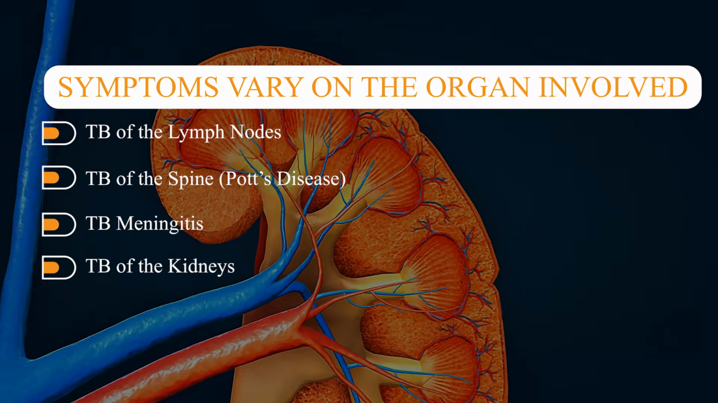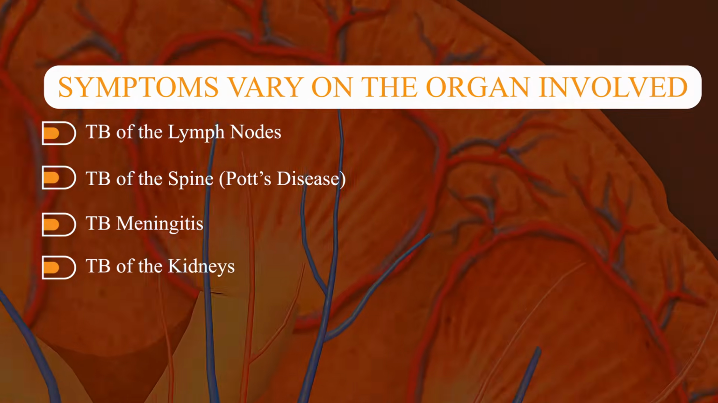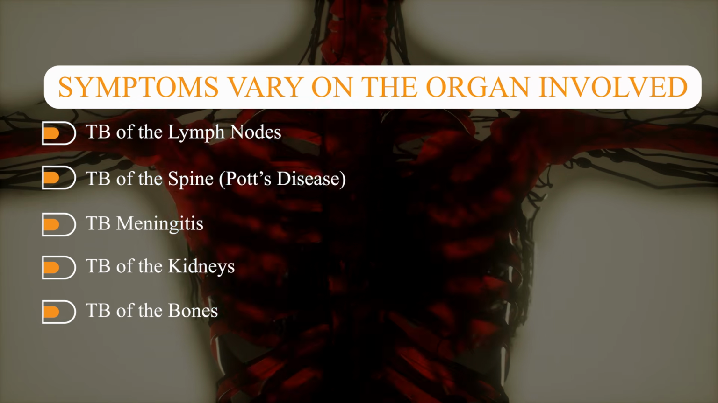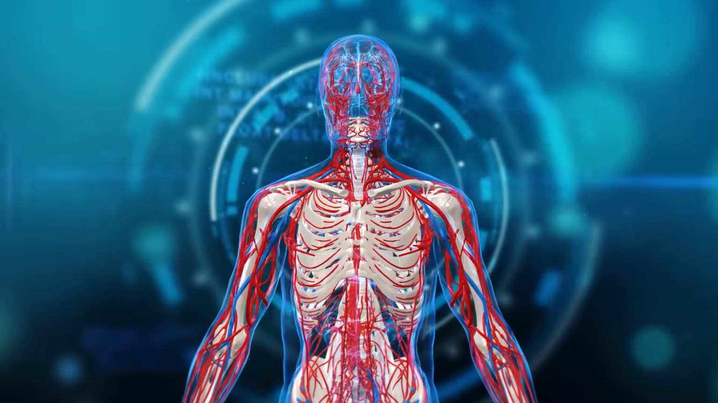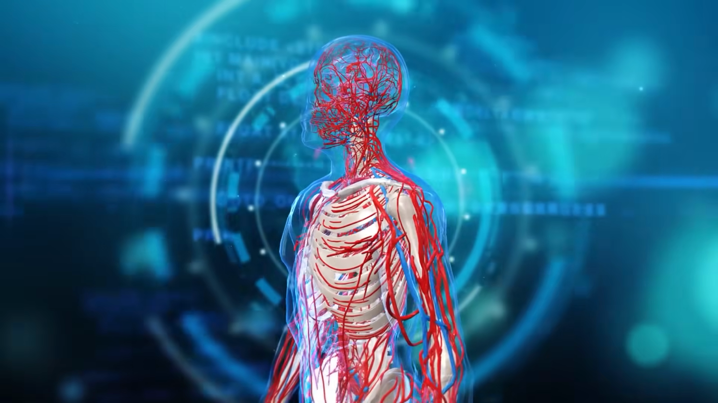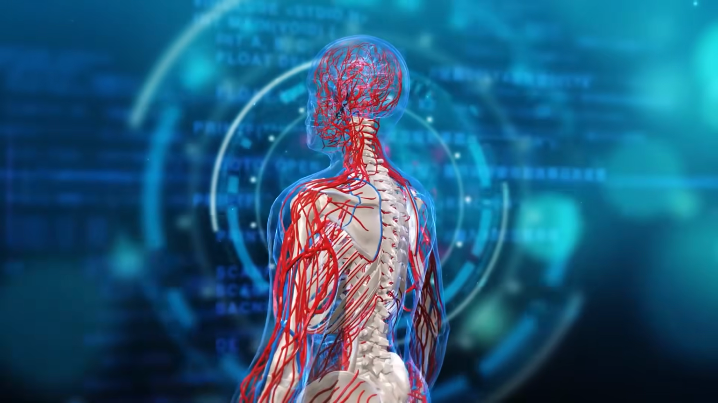TB of the kidneys: blood in urine, flank pain. TB of the bones: joint pain and swelling. Extrapulmonary TB is more common in people with weakened immune systems.